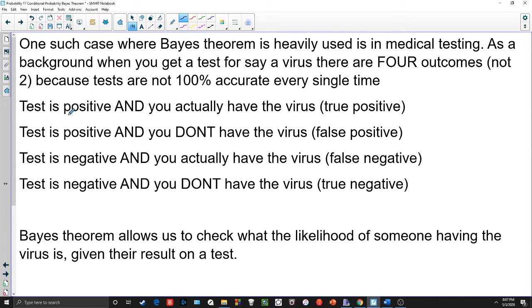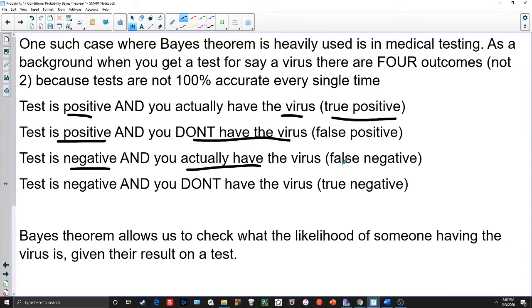You can either test positive and have the virus, which is called a true positive, which means basically the test worked. You can have a positive result but not have the virus, because again, tests aren't 100% accurate. So that's called a false positive, where the test says you do but you actually don't because of some error or flaw in the testing. This is usually a very bad thing. You can test negative and actually have the virus, which is a false negative.